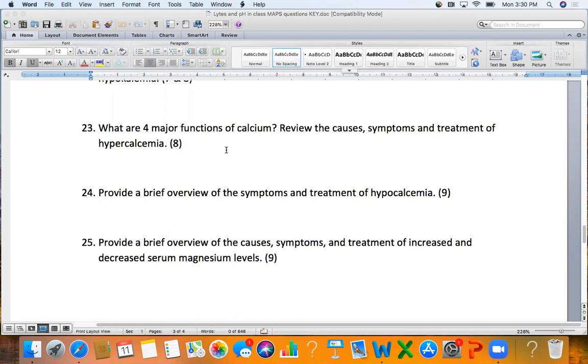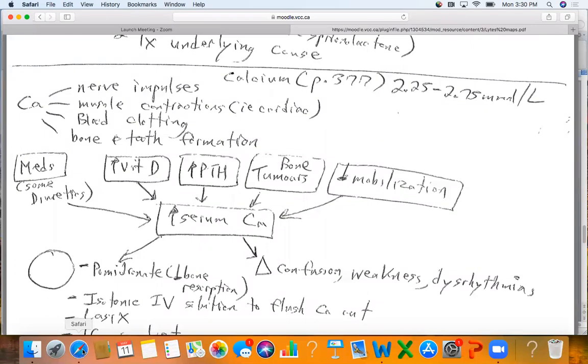So in covering number 23 and 24, let's move to maps 8 and 9. We're talking about calcium here. So 4 functions of calcium are listed there on the map.